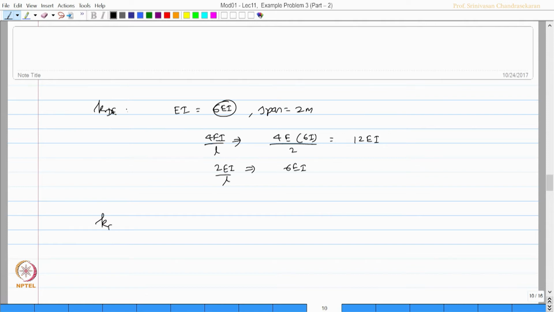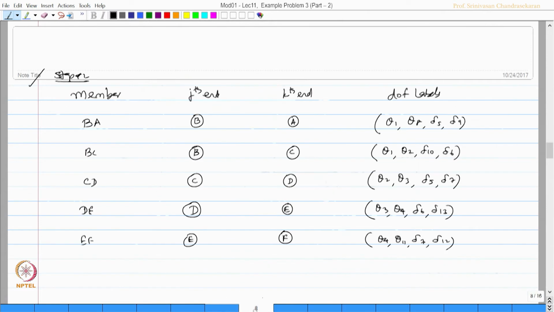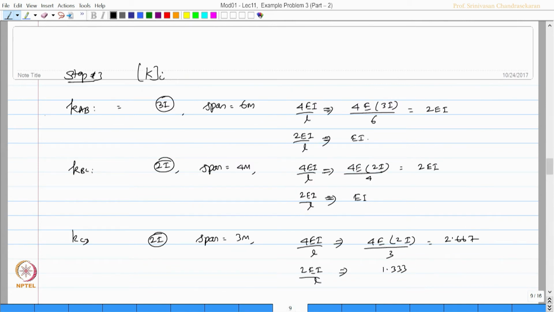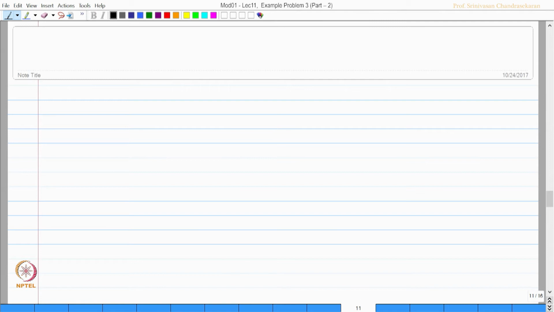Let us do this for EF. Here EI is going to be 10EI and the span is going to be 3 meters. Therefore, 4EI by L would be 4E into 10I by 3, which is going to be 13.333EI, and 2EI by L is going to be half of that, which is 6.667EI. Okay. So, now we have the rotational coefficients for AB, BC, CD, DE and EF. Okay. So, we can now write the stiffness matrix for the member KAB.